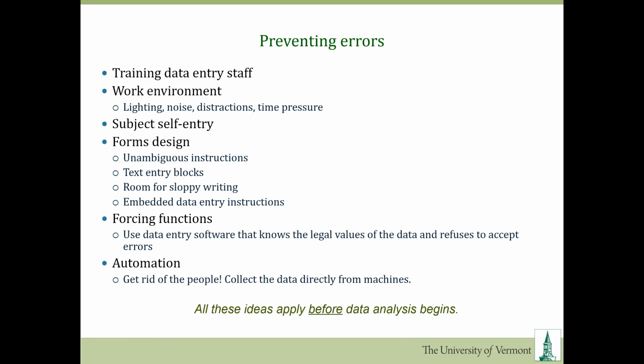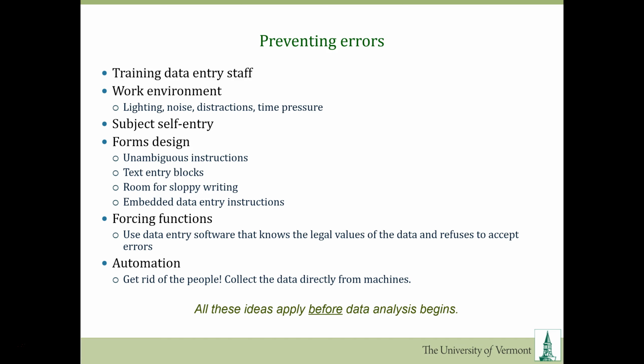How can we prevent errors? Well, the usual method of making sure everyone is trained well is critically important. Coming up with a good work environment with good lighting and minimum noise, few distractions, minimizing time pressure. Another method to prevent errors is to have research subjects enter their own data rather than have them fill out written forms and then require another step that can introduce yet another data entry error.